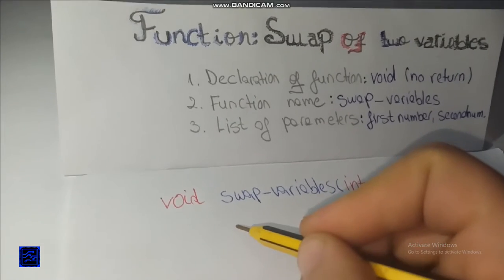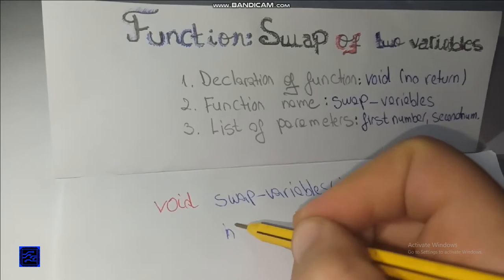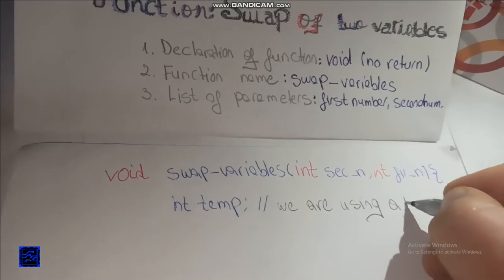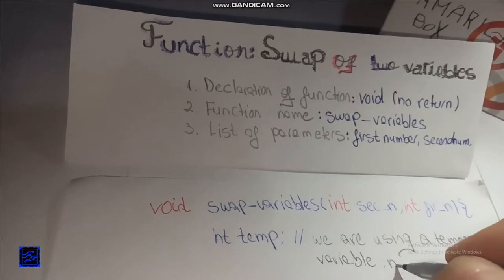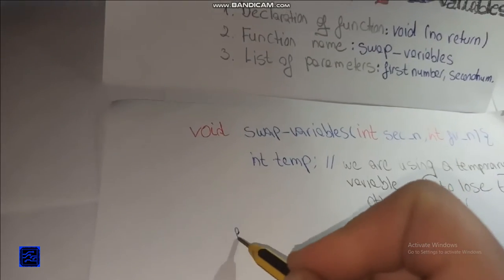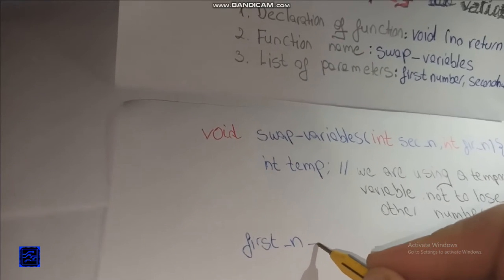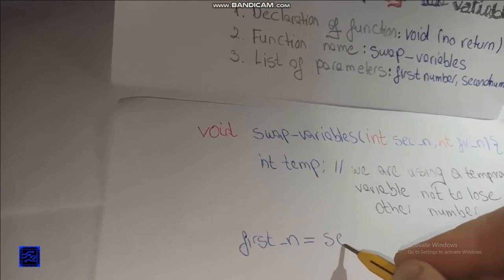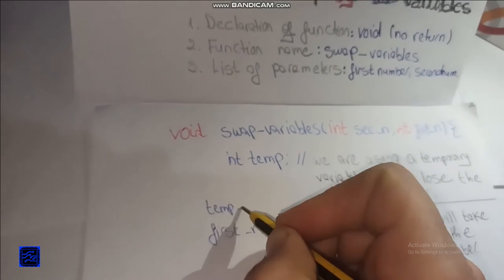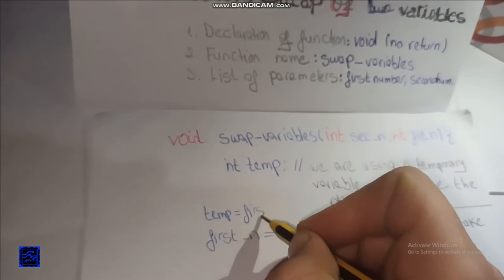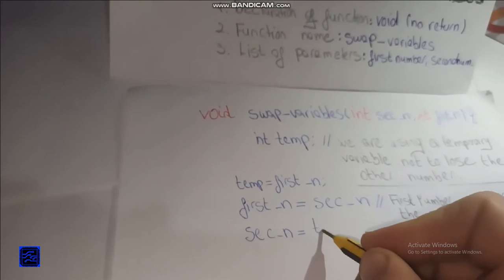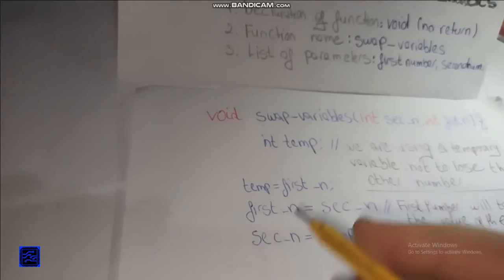We'll take a temporary variable, integer temp. We are using a temporary variable so as not to lose the other number. We'll say first number will take the value of second number. But first, as we said, temp equal first number, and the second number will take the value of temp, that is the value of the first number.